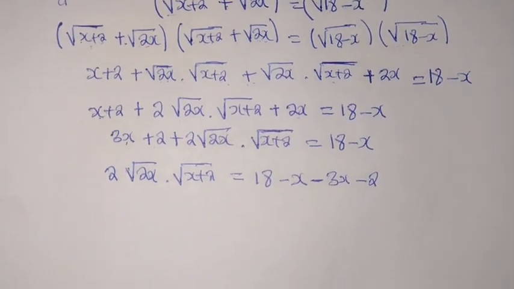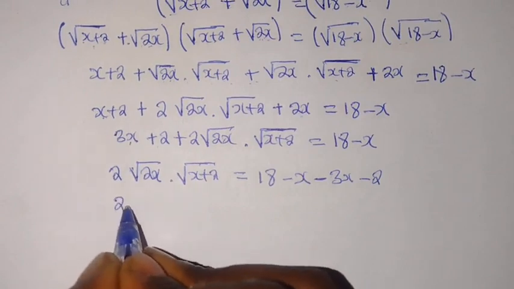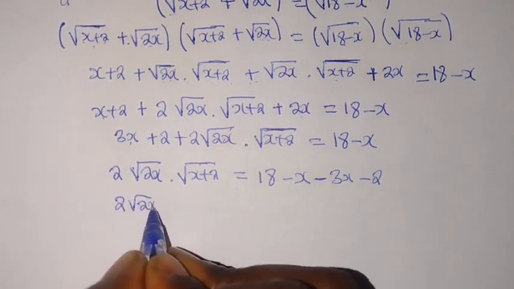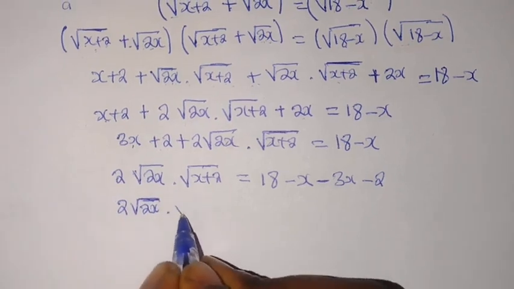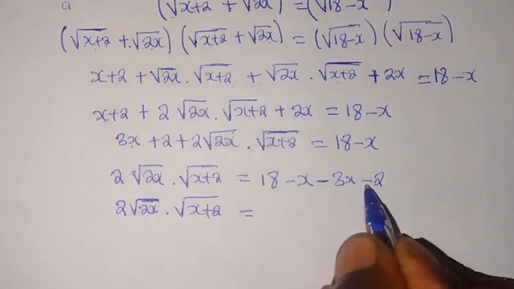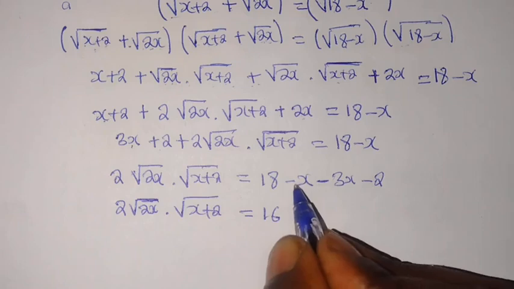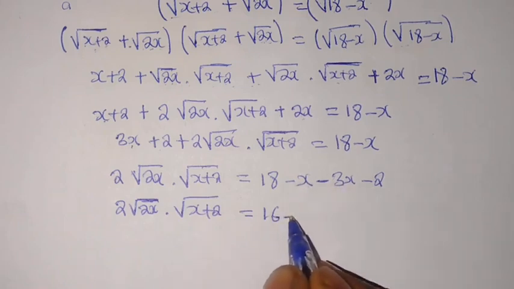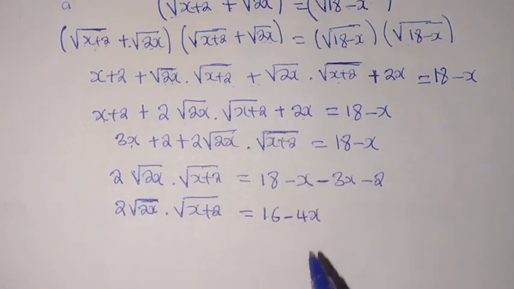Okay, then from here we can try to say 2 root of 2x times root of x plus 2 equal to 18 minus 2. This will give us 16. Negative x minus 3x, this will give us negative 4x.